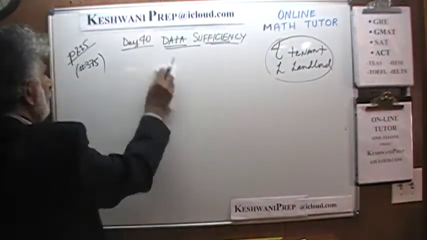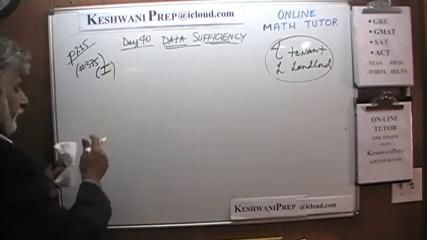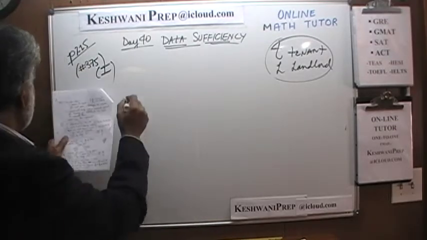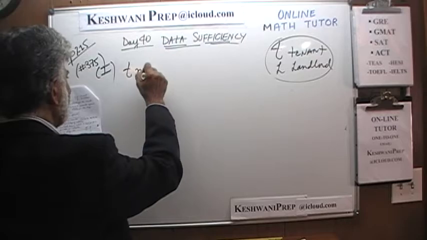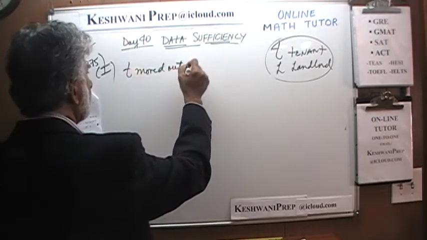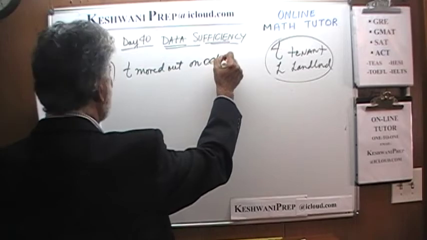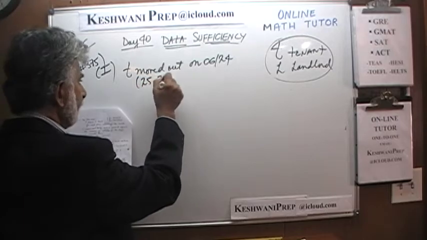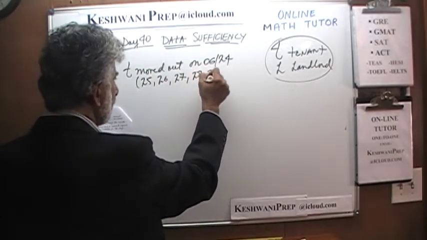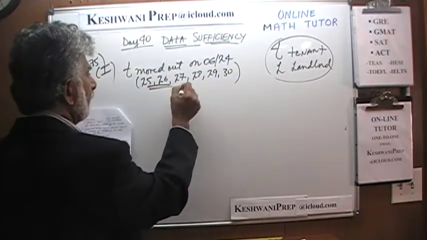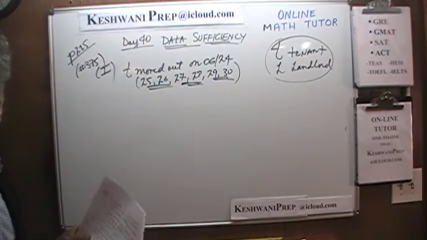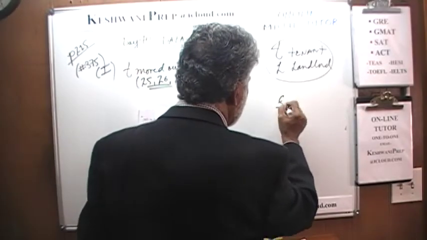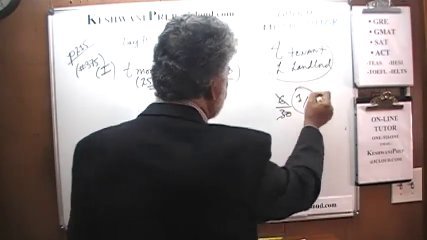It's a very long story, and you will find out in a couple of minutes that it's a lot of fuss for nothing. So first statement tells us that she moved out on June 24th, which means that she is not going to be there 25th, 26th, 27th, 28th, 29th, and 30th. There we go. So the refund we're talking about is for the 6 days of the month. And six days of the month is 1/5 of the month.